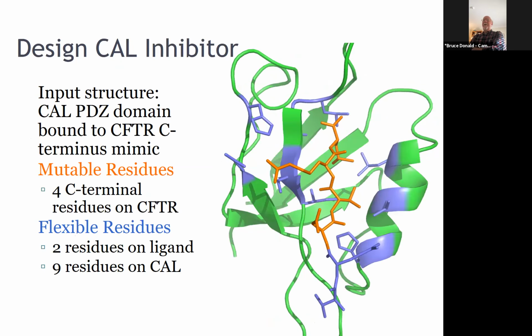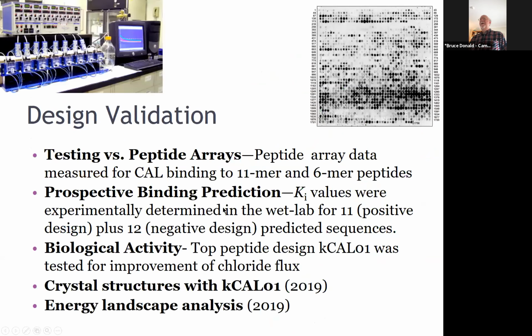So the design here has a similar kind of setup, right? We'd have 4 mutable residues on the C-terminus of CFTR and a lot of flexible residues, all the things that are nearby, that would be influenced by the mutable residues we have either changing or flexing around. So pretty big design in some sense, a lot of things moving at once. 4 mutable, about 11 flexible residues. And again, we want to mimic and improve on the C-terminus here, starting the design like this.